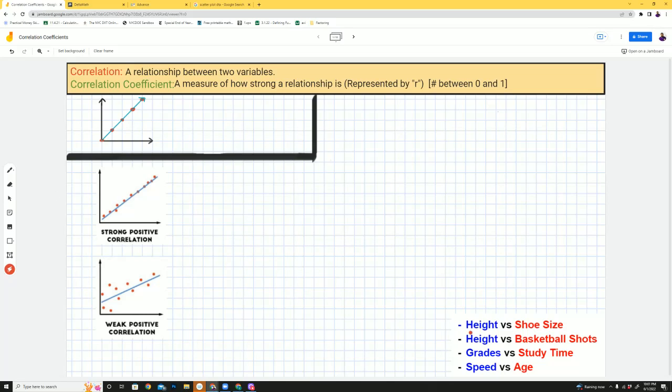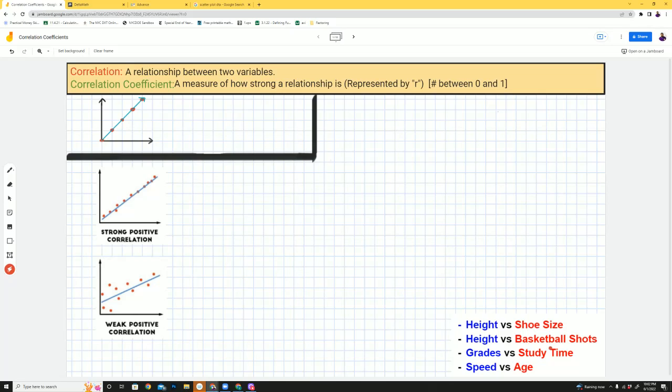So for example, we have height versus shoe size. This could be one example. We can compare, do taller people have bigger shoes? Do smaller people have shorter shoes? Or is it the opposite? We can look at height versus how good you are in basketball. If you're taller, are you better at making basketball shots? Or is that true if you're shorter?